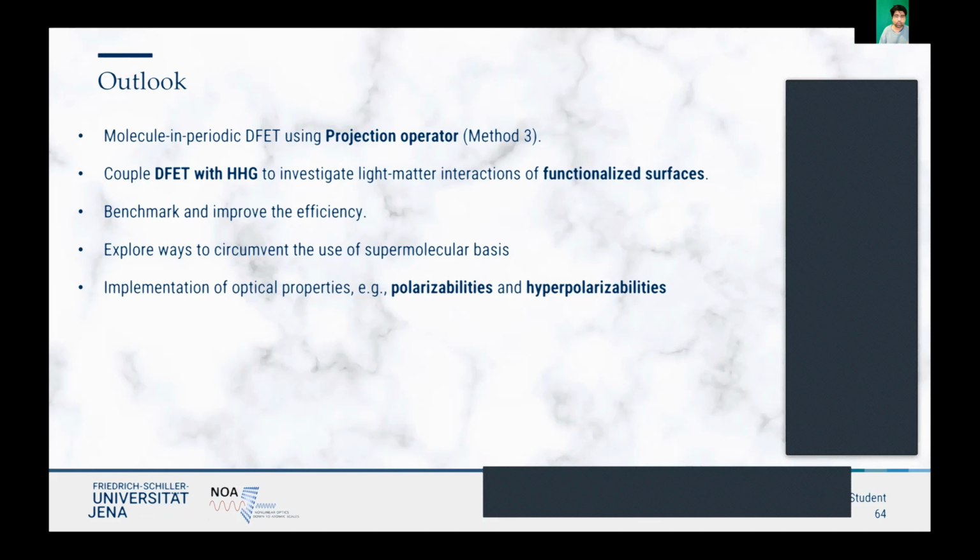Because as I said, FDE already existed before, and even the projection operator, I forgot to mention, has already existed for like 10 years or 8 years now. So it would be interesting to take some use cases or some studies about the truncation of basis sets, and then also implement some code to calculate the polarizabilities, hyperpolarizabilities, and so on.